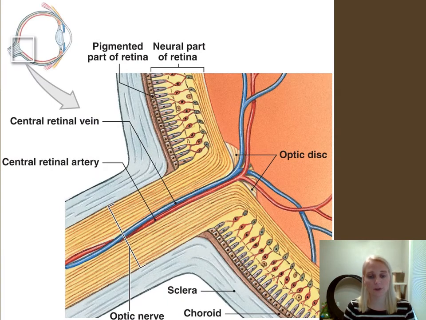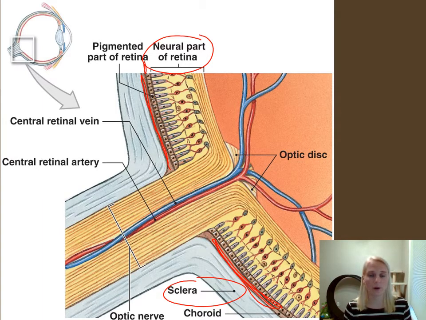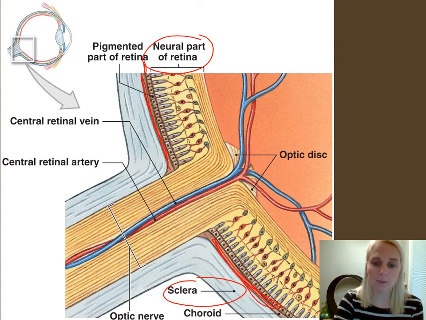All right, here is a closer look at that retina and the optic disc. And so here again, we can identify our layers. Here's our sclera, thick connective tissue, mostly collagen fibers. Here is our choroid. It's going to be very vascular, right? All the blood supply to the eyeball. Here's our pigmented epithelium, and then here's our neural part. Okay, pigmented part, neural part of the tunic of the retina, whatever the terminology that sits best for your brain. And again, the light is coming back here.